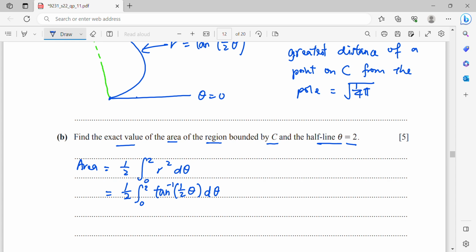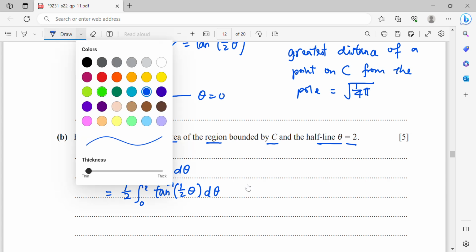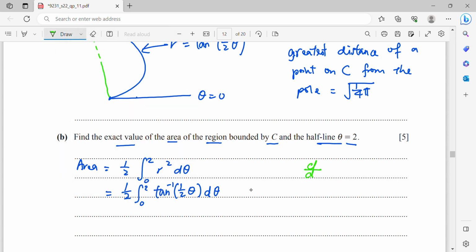For your information, we only have the differentiation of inverse tangent x over a, which will be a over a squared plus x squared. But we do not have the formula for integration of inverse tangent. So since you can only differentiate the inverse tangent of half theta, this inverse tangent of half theta must be the u. So we have to apply integration by parts right now.